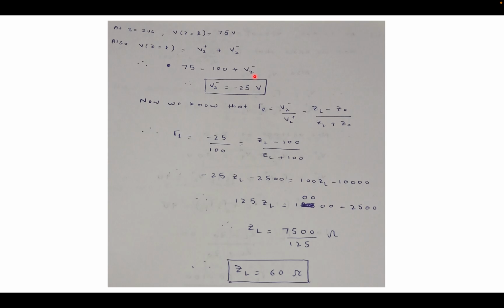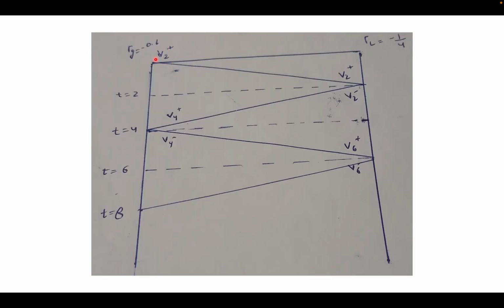Okay, so from this now we know two things. First we start with 100 volts and move forward, and as soon as it reaches the load end, 25 volt is getting reflected, right? So now you have this much information.